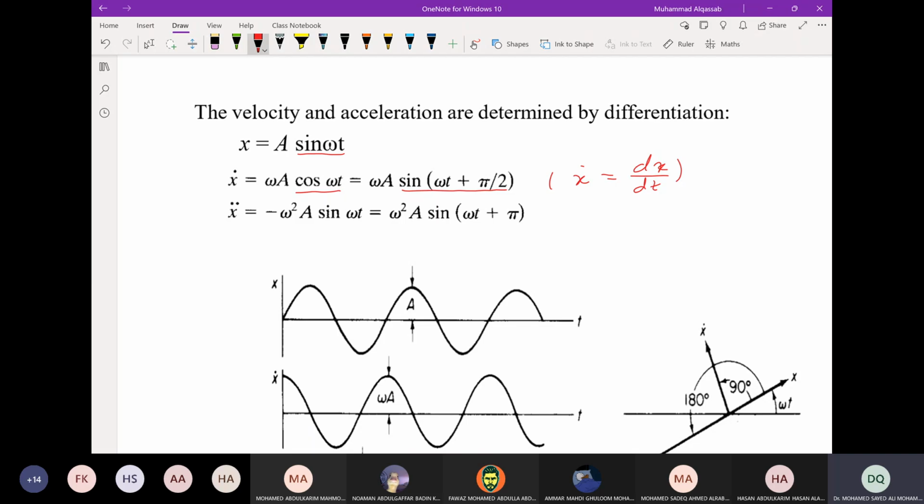The acceleration is equal to the second derivative of x, d squared x by dt squared. It is the derivative of velocity, dv by dt, but since I'm using x dot for velocity, I will just keep this as d squared x by dt squared.